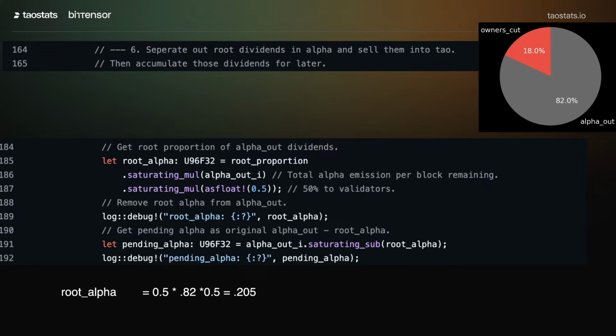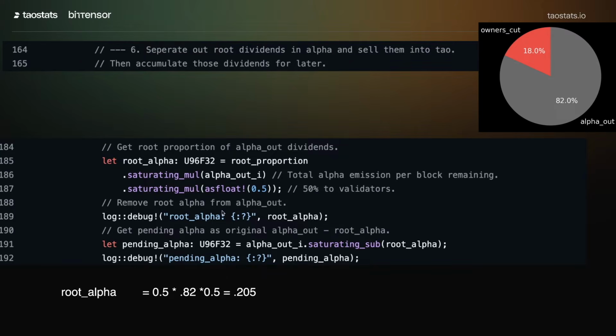Okay, now that we have the root proportion, the root alpha is going to be the root proportion times the alpha out, that 0.82. And then we're going to multiply it times 1/2, because 50% goes to validators and 50% goes to miners. And so our root alpha is 0.5 times 0.82 times 0.5, 0.205.